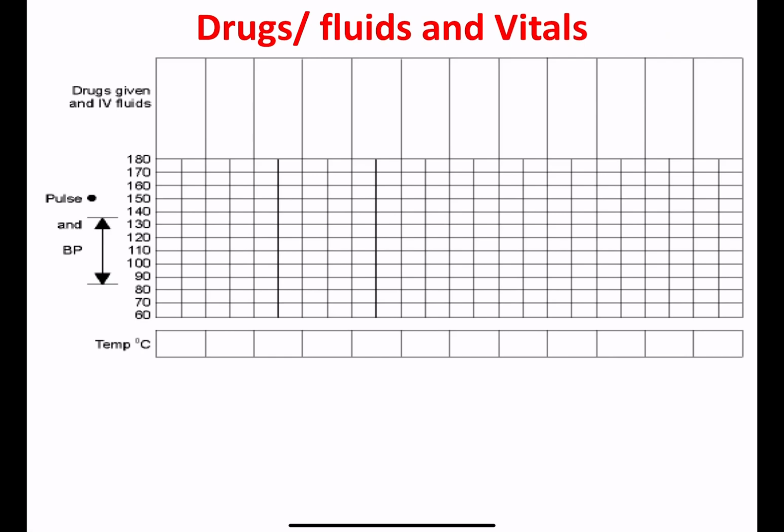Now about the drug, fluid and vitals. If any additional drugs are given to the mother, they have to be plotted in these boxes over here. And any additional fluid given to the mother has to be recorded in these boxes over here. Over here we will be mentioning the vitals of the mother, where you can see the pulse will be recorded with a small dark circle, and the blood pressure will be plotted with an arrow facing upward for the systolic pressure, and an arrow facing downward for the diastolic pressure. Similarly, you can see the temperature of the mother will be plotted in these boxes over here.